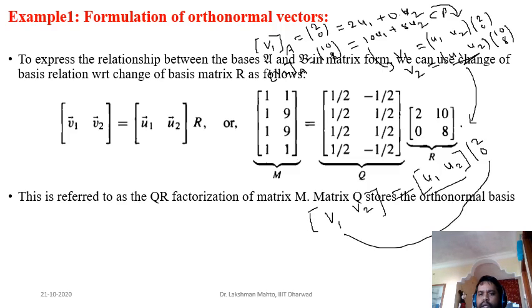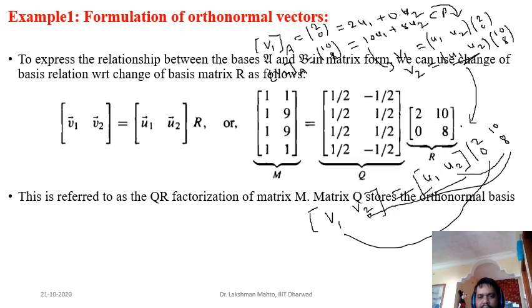Now, how will you get U2? If you multiply the second pair of coefficients, 10, 8, with this matrix, then you will get V2. So it is a compact way of representing everything together, and this compact representation becomes something like this.